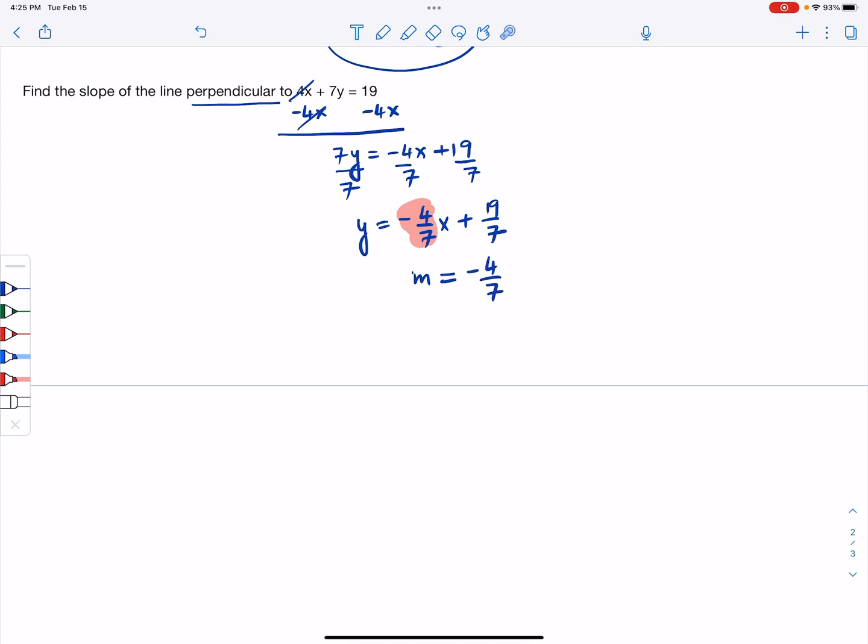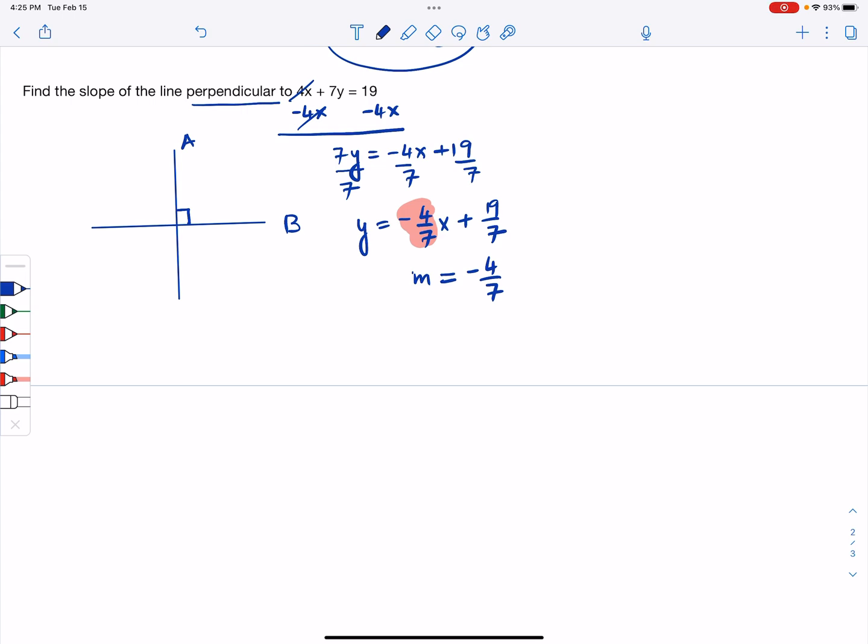Okay, so now that is the slope of this line given to you, but you need to find the slope of the line perpendicular to it. So there's a formula for this. So if you have two lines, let's draw them out. Line 1 and line 2. Let's call that A and B. And they're perpendicular. What that means is that they are right angles. They're 90 degrees to each other. Okay, that's what perpendicular means.